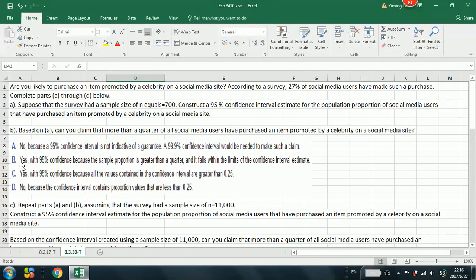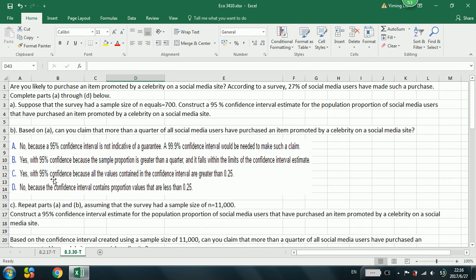For choice B, yes, with 95% confidence because the sample proportion is greater than a quarter and it falls within the limits of the confidence interval estimate. What has been stated here is the 95% confidence of the sample proportion. We do have a sample proportion that is 27%, but with the sample proportion alone, we cannot guarantee that more than a quarter of all social media users have purchased the item. So this choice B is not correct.